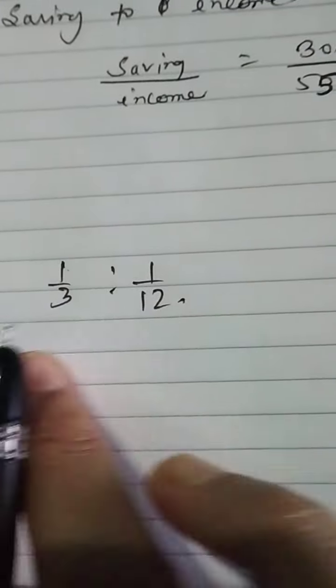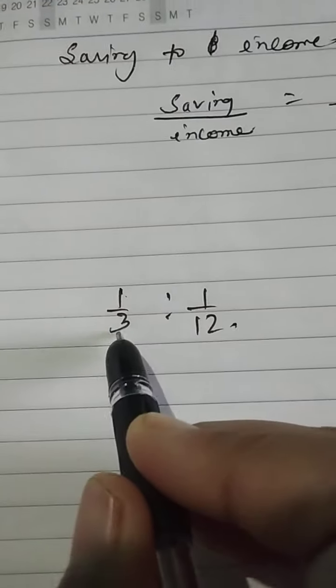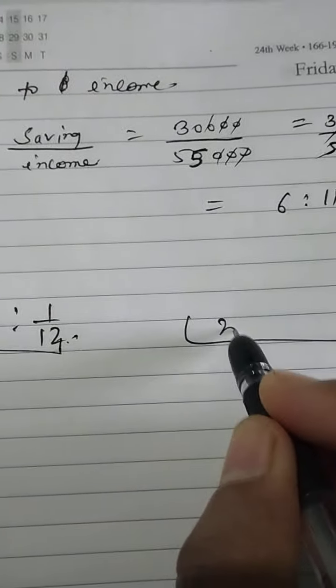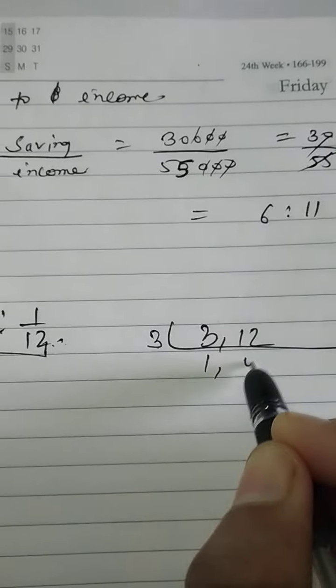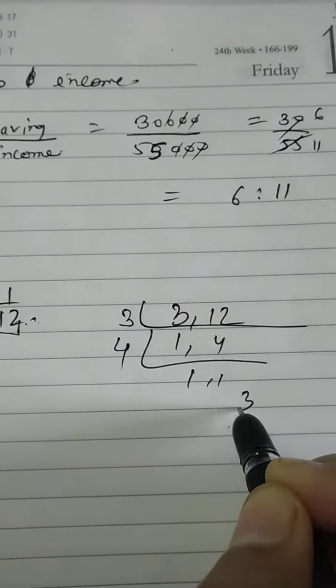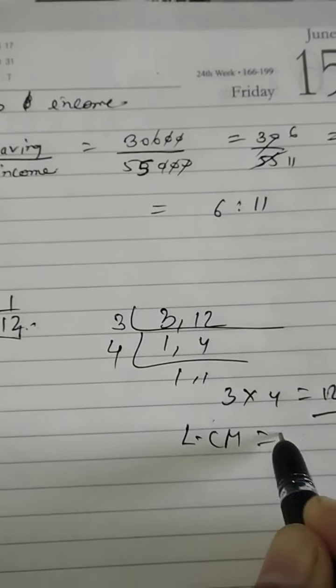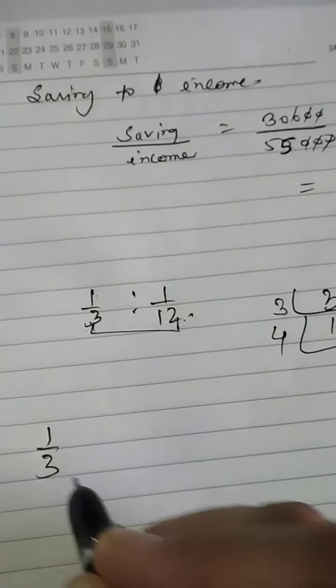1/3 : 1/12, and you have to write it in simplest form. How will you write it in simplest form? It is very simple and important, so pay attention here. Take the LCM of both denominators, 3 and 12. 3 ones are 3, 3 fours are 12, and 3 into 4 is equal to 12. We will get the LCM. What is the LCM? 12.